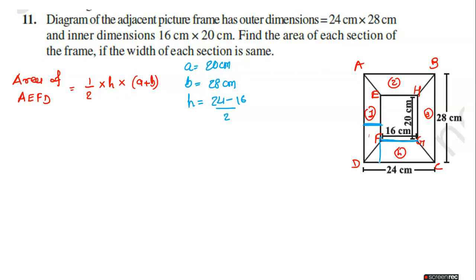Okay, 24 minus 16. So this much area will cover. This much and this much. But if we want any particular one, then we have to divide by 2. So height is equal to 24 minus 16, 8. 8 by 2 is 4. So height is equal to 4 centimeter.